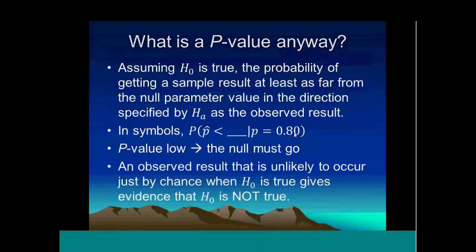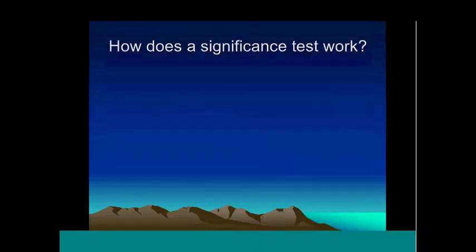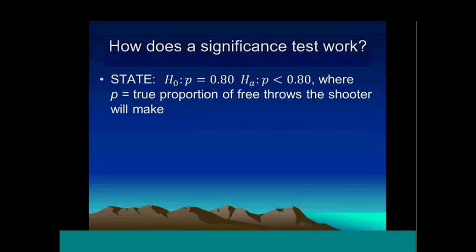So here's the big idea again. An observed result that is unlikely to occur just by chance when H0 is true gives evidence that H0 is not true. So if that guy had made like 65% of his free throws, I think 64% is what he made in the first 25. If he had kept that up, I think I would really doubt that null hypothesis. We would have really strong evidence against the null. So that's the logic behind it. The mechanics of the test are more involved, but I think the big ideas need to be out there first.